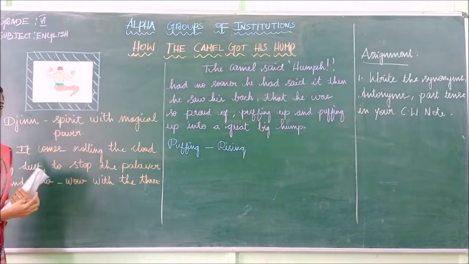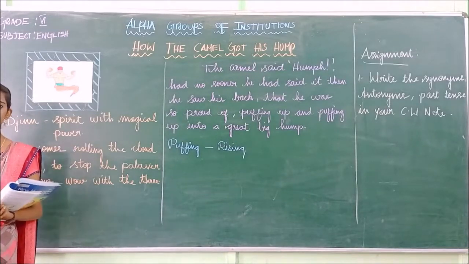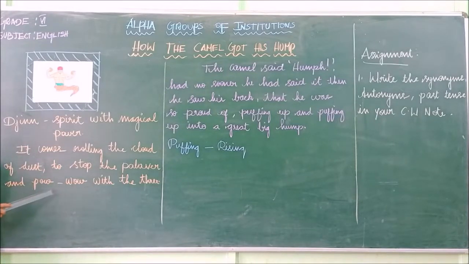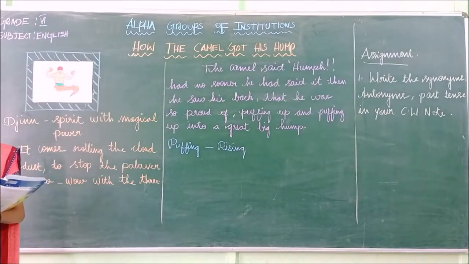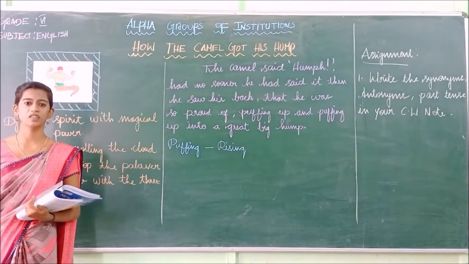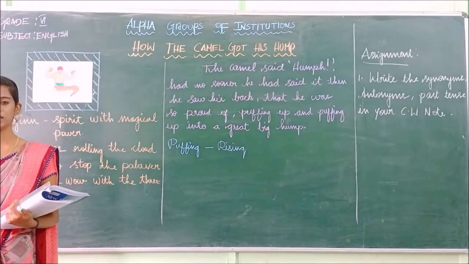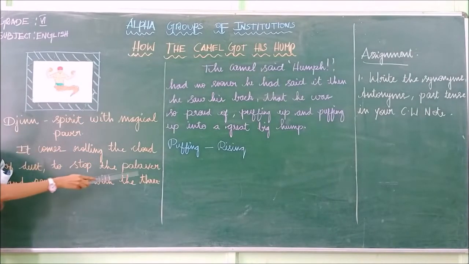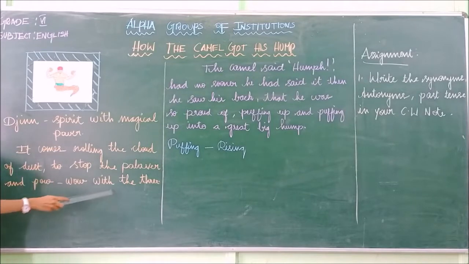What is the palaver? I have already told, palaver means it is a chatter, a talk. And powwow with the three. Powwow means it is a discussion or a meeting with the three. Who are the three? The horse, the dog and the ox. So this jinn is coming to stop the palaver and powwow with the three.